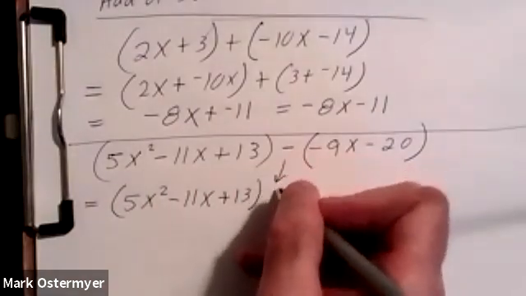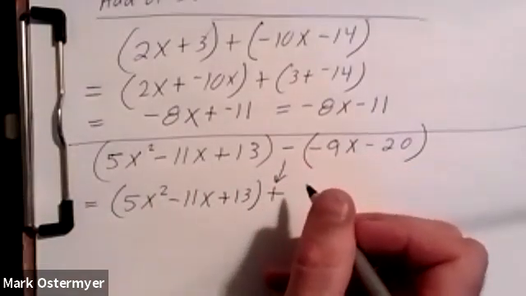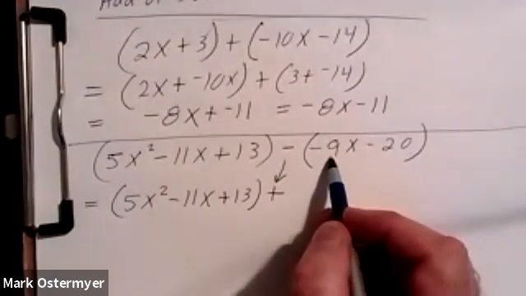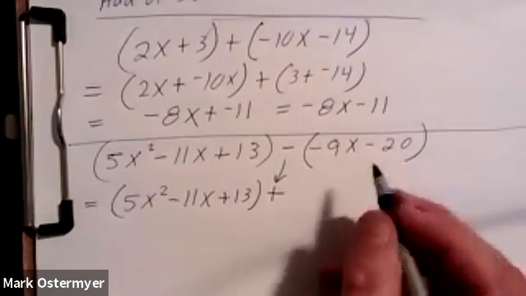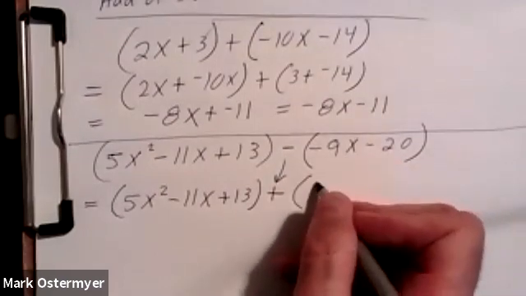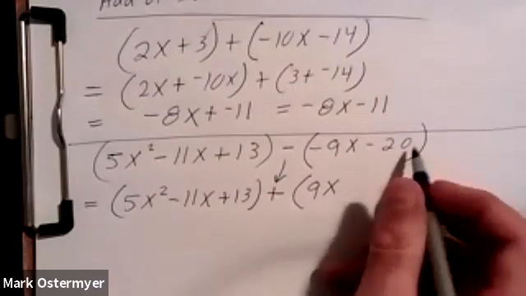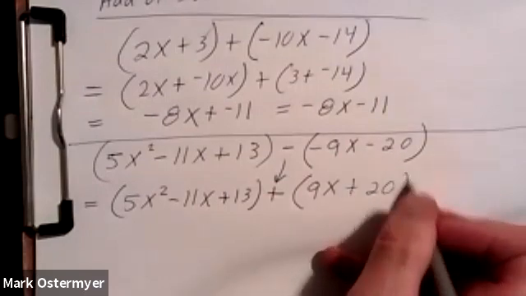Subtraction is accomplished by adding the opposite of what's being subtracted. So what's the opposite of negative 9x minus 20? What's the opposite of negative 9x? Positive 9x. What's the opposite of negative 20? Plus 20.